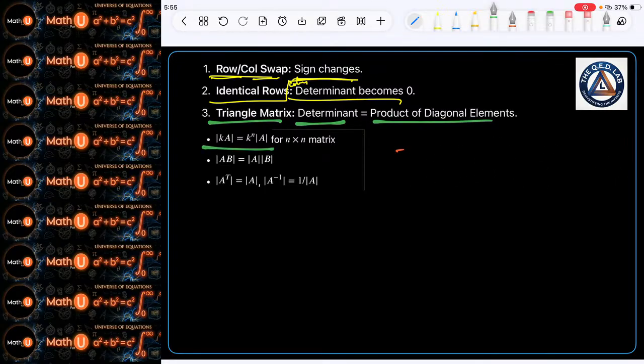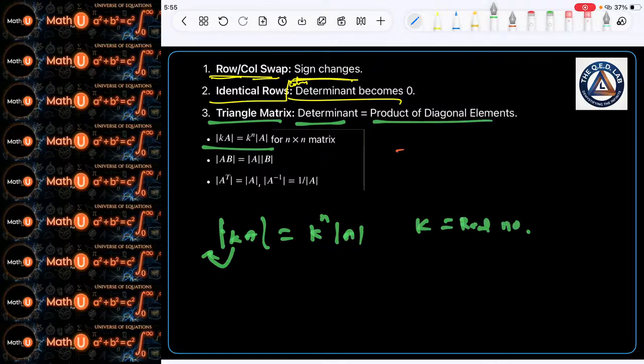And this is an important property: determinant of kA is equal to k power n into determinant of A, where k is any scalar, that means any real number except 0, and n is the order of the matrix. Okay, n by n matrix, we know that. The order of the matrix is a very important property.